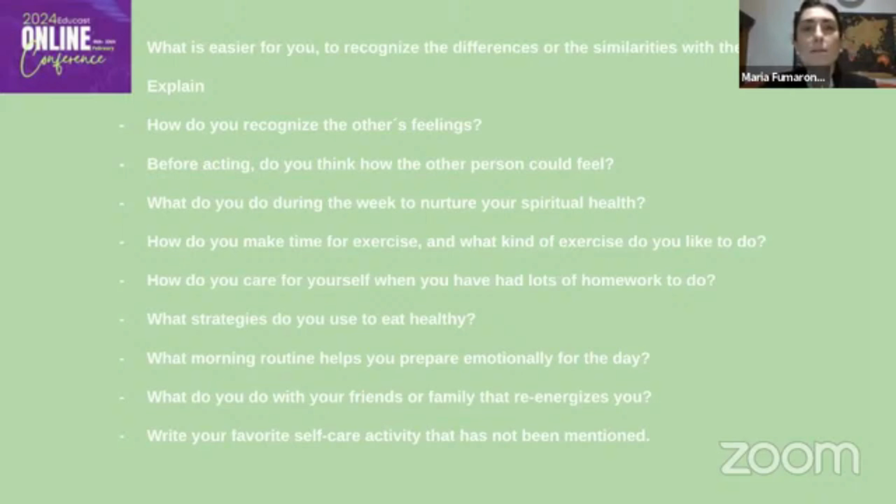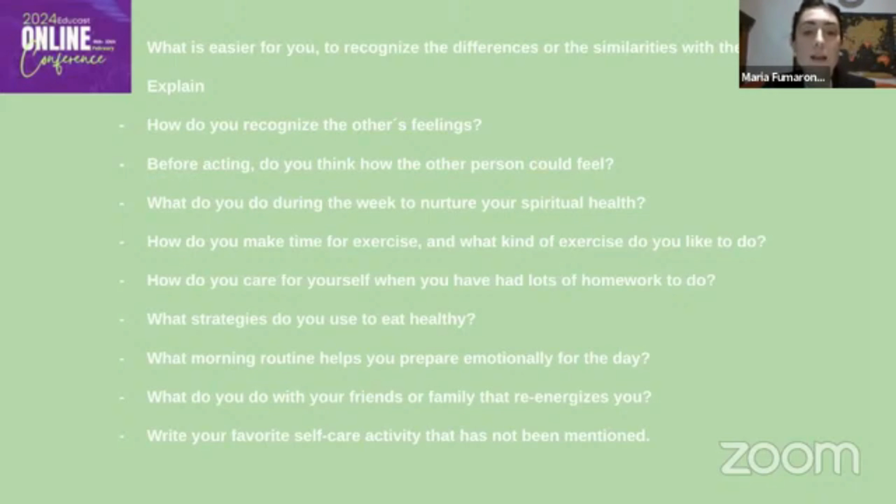Sometimes we wake up and we are grateful for the new day ahead, and we do some prayers, or we have a special ritual, or we have our tea or our coffee, or we do some exercise or meditation or yoga, depending on the person. Then what do you do with your friends or family to re-energize you?